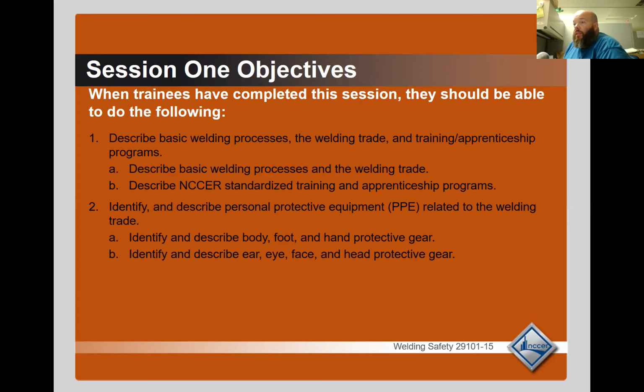Okay, Session 1 objectives. When trainees have completed this session, they should be able to do the following: describe basic welding processes, the welding trade, and training apprenticeship programs; describe NCCER standardized training and apprenticeship programs; identify and describe personal protective equipment related to the welding trade; identify and describe body, foot, and hand protective gear; identify and describe ear, eye, face, and head protective gear.